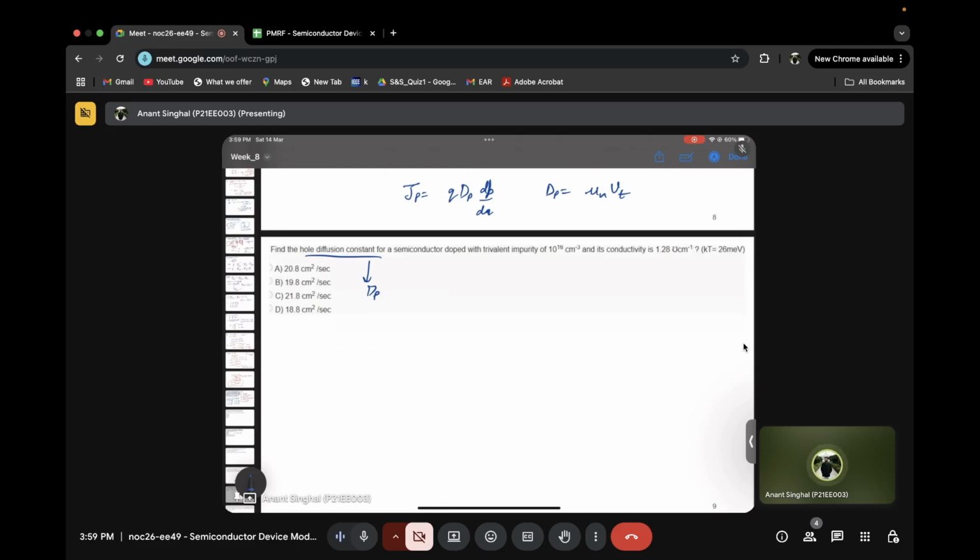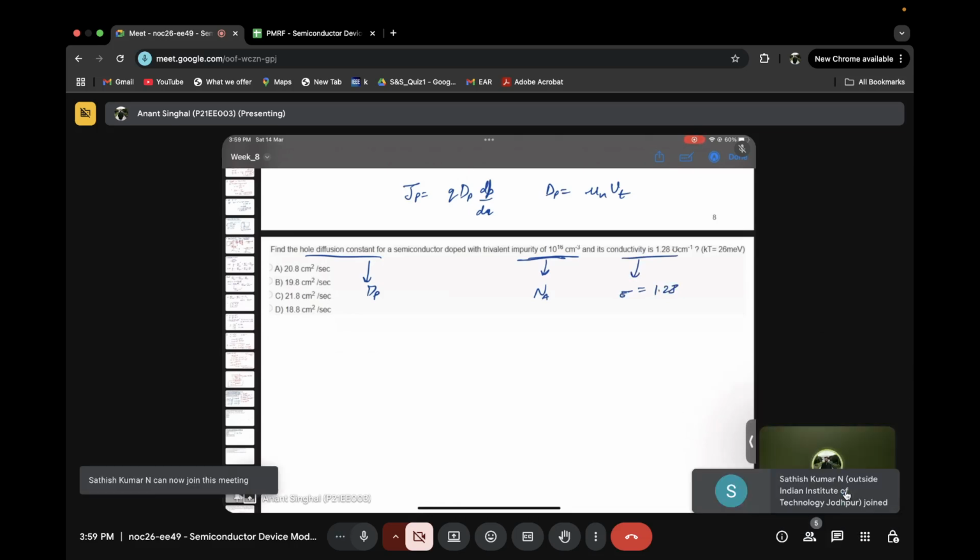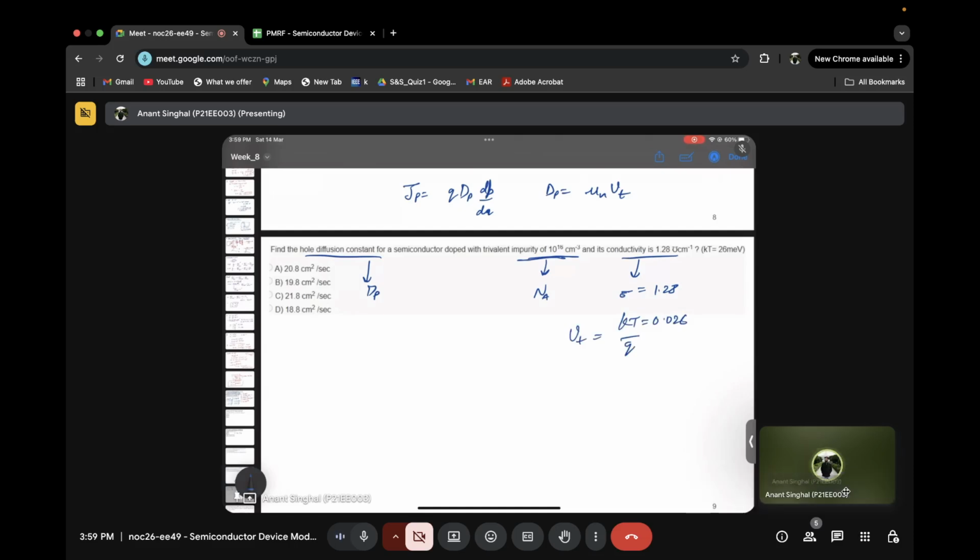For a semiconductor doped with trivalent impurity, which means it is Na, and its conductivity, sigma, is given as 1.28, and your kT is given as 0.026, kT by q or Vt. So you need to calculate the hole diffusion constant. This is very easy now. So do you want to try? Can anyone tell how to do this?